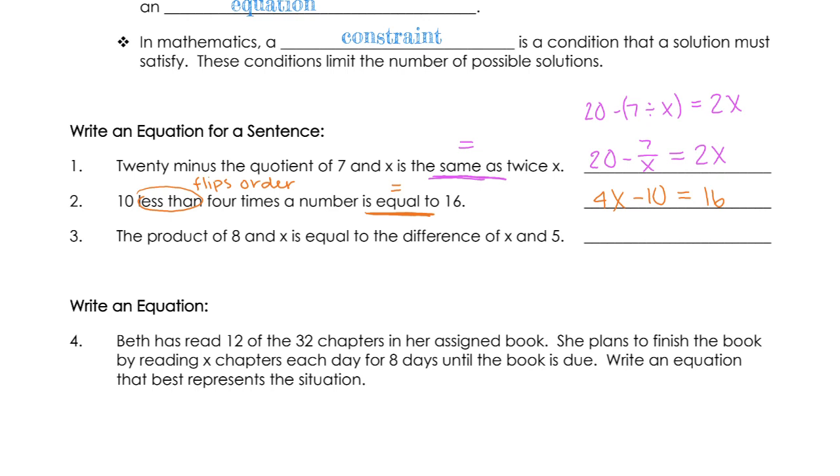And then the last one for this section, the product of 8 and x would be 8x, 8 times x, is equal to the difference of x and 5. Again, difference means subtraction, so this would be x minus 5. So there you have writing an equation for a sentence, very similar to what we saw in chapter 1. However, now we have an equal sign to also worry about.